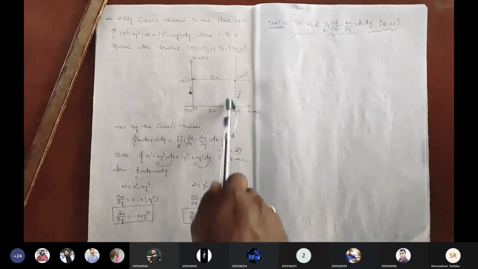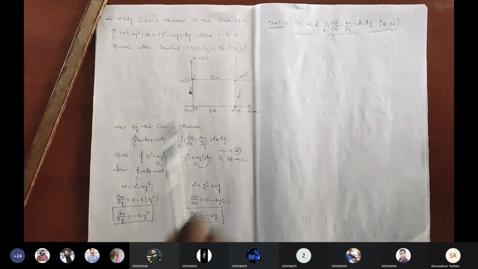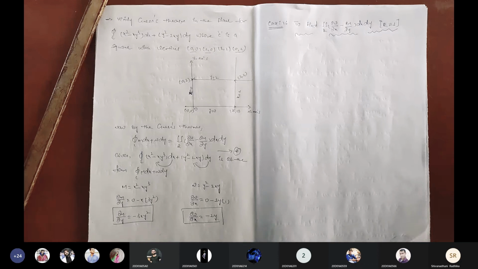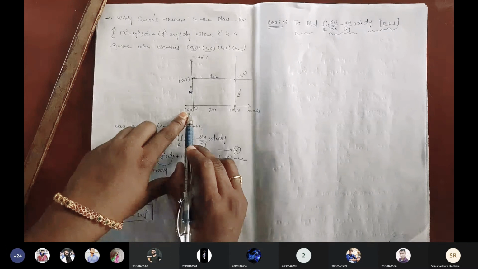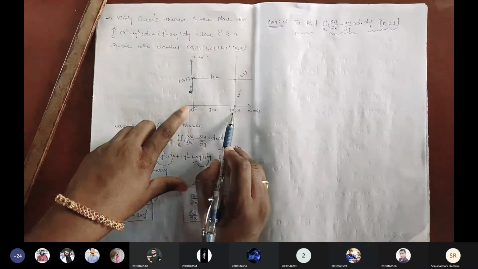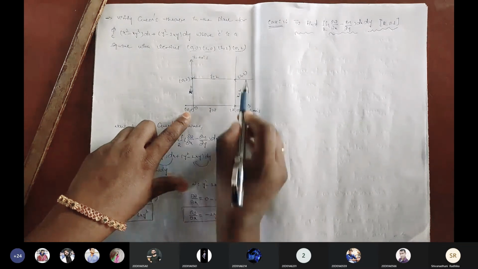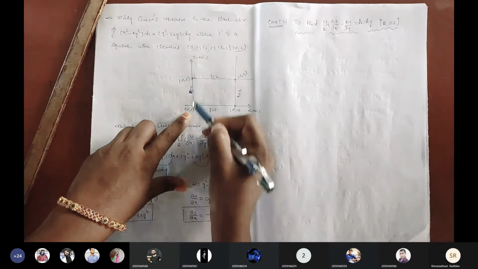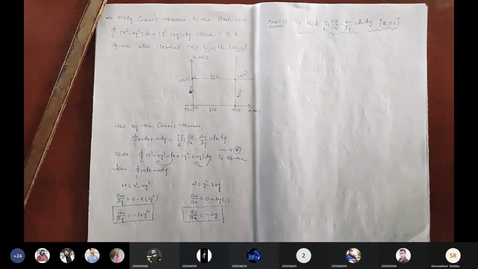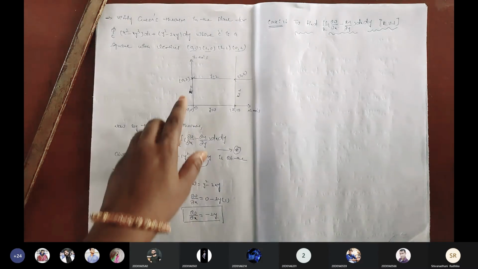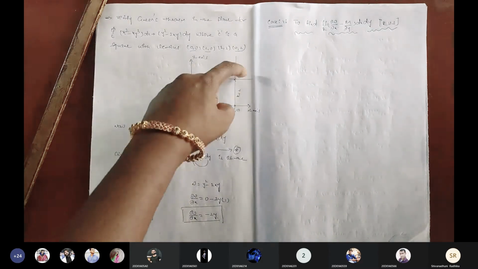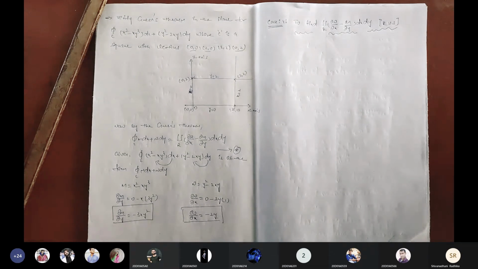Overall the graph, what about the limits? Overall the graph, x is 0 to 2, y also 0 to 0, 0 to 2, and 2 to 2, and 2 to 0. So which are we going to take? X limits are 0 to 2 and y limits are 0 to 2. Is it clear, all of you? X ranges from 0 to 2 and y ranges also 0 to 2.